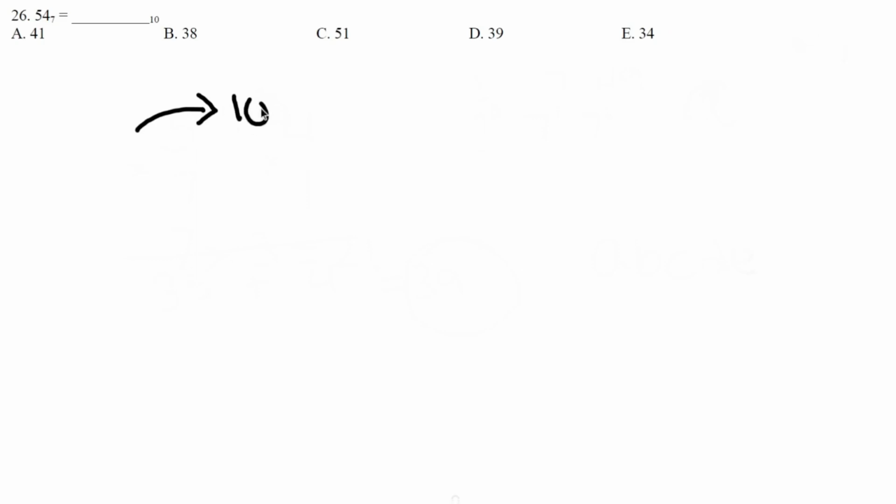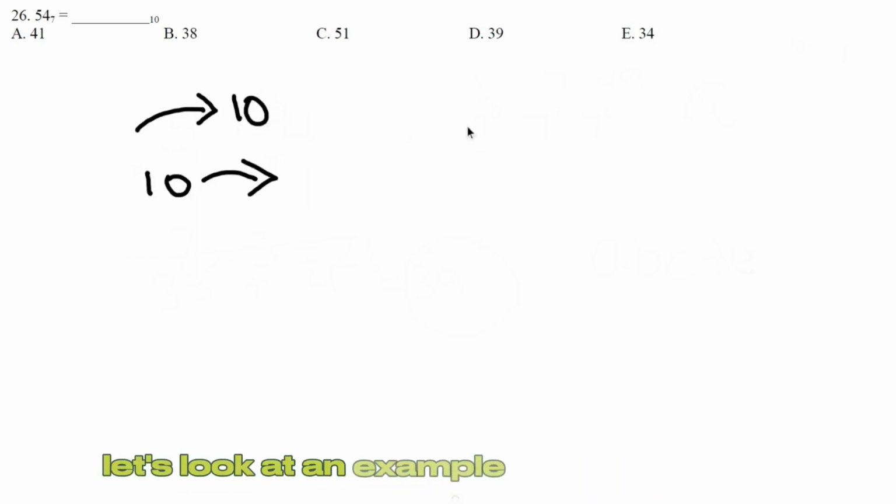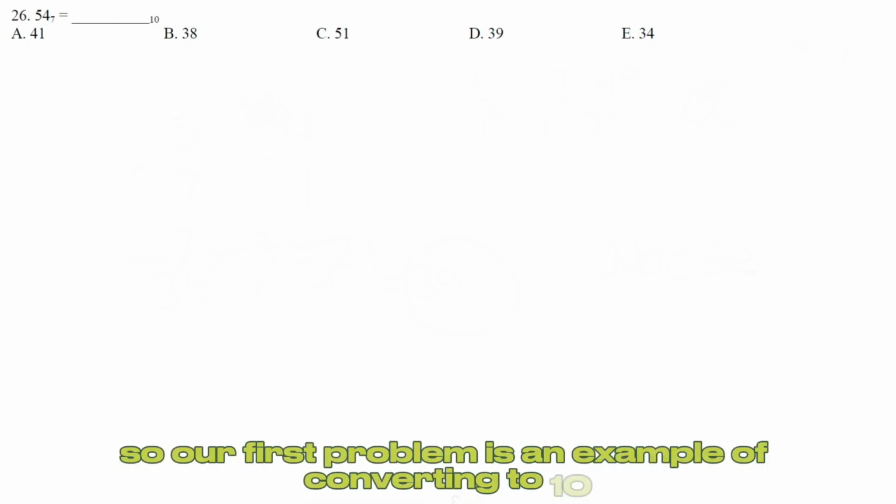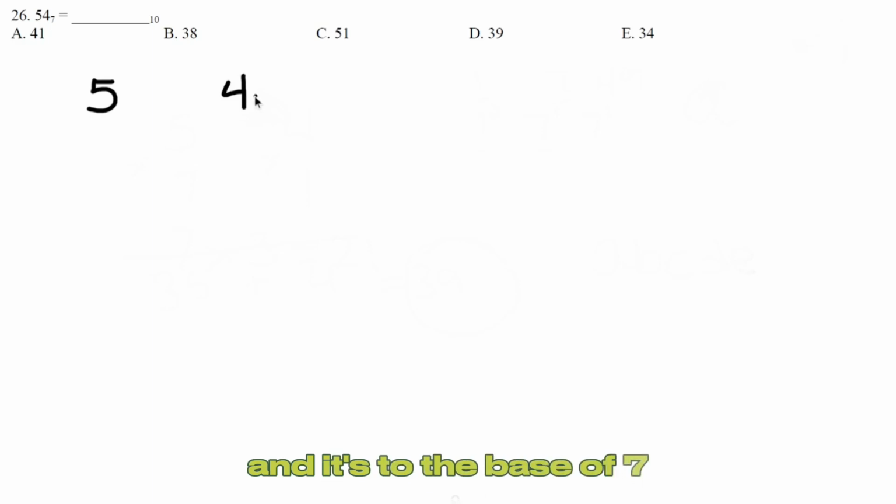And that's converting to 10 and converting from 10. Let's look at an example of each of these. So our first problem is an example of converting to 10. So 54 base 7 equals what base 10? Alright, so we have the number 54, and it's to the base of 7. So what that means is each place value is multiplied by a power of 7. So this is your ones place, and this is your tens place.